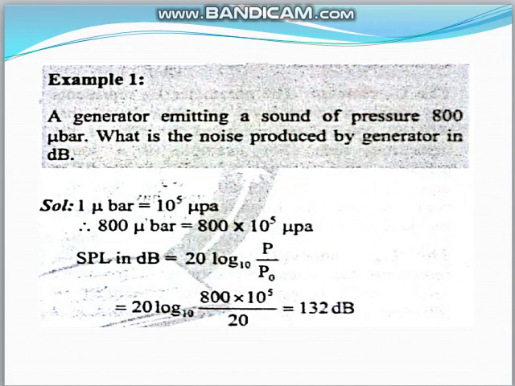Let us see another example. A generator emitting a sound of pressure 800 microbar. What is the noise produced by the generator in decibels? Same here also. Here 1 microbar is equal to 10 power 5 micropascal. 800 microbars is equal to 800 into 10 power 5 micropascal. Then sound pressure level in decibels is equal to, by substituting in the formula, 20 log base 10 pressure of a sound wave by reference pressure. Reference pressure is nothing but P naught, which we know is equal to 20 micropascal. By substituting these values here, we'll get 132 decibels. Okay. So same formula, same problem as previous.